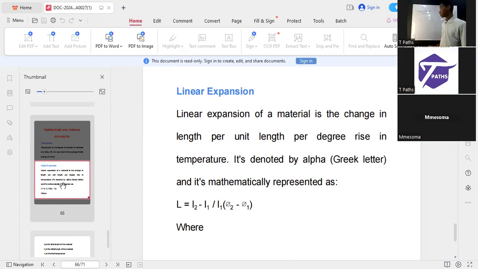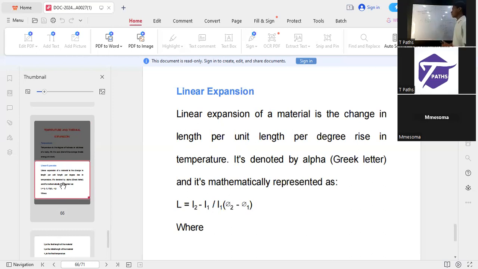And then it is mathematically represented as: the change in length, that's L2 minus L1, which is the extension, divided by the unit length, per degree rise in temperature, which is theta 2 minus theta 1. I will explain all of this now. When I said this is linear expansion, I said it's a change in length, divided by the unit length, then per degree rise in temperature. Rise in temperature is simply the difference in temperature, so it can be theta 2 minus theta 1. Theta 2 is my final temperature, while theta 1 is my initial temperature.